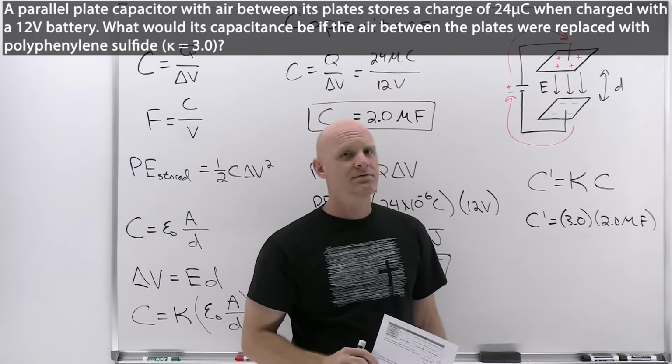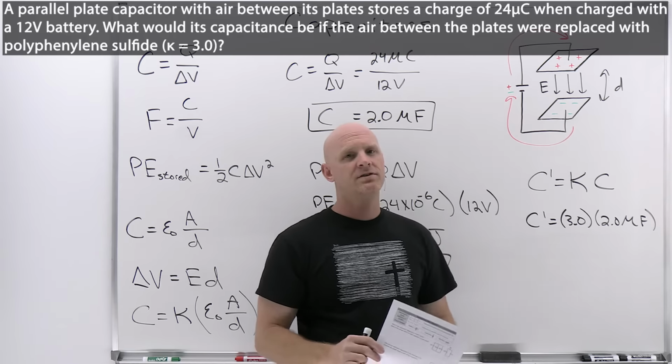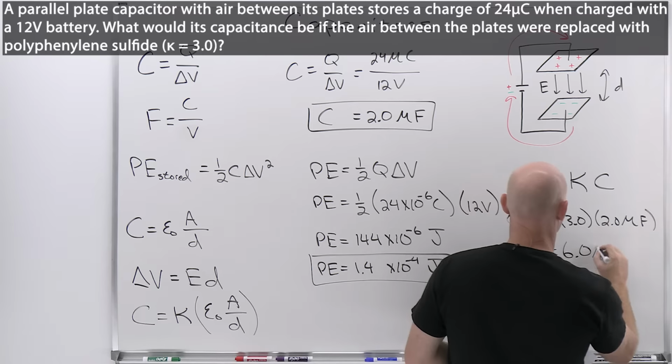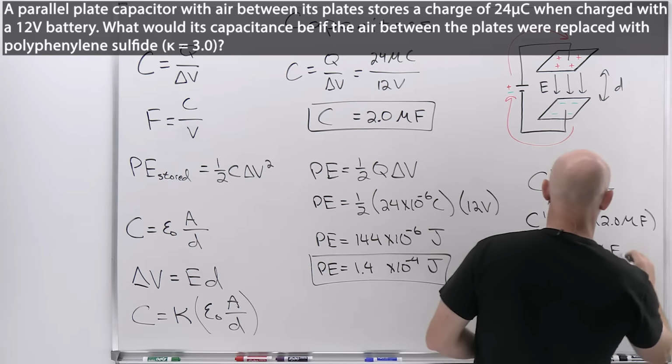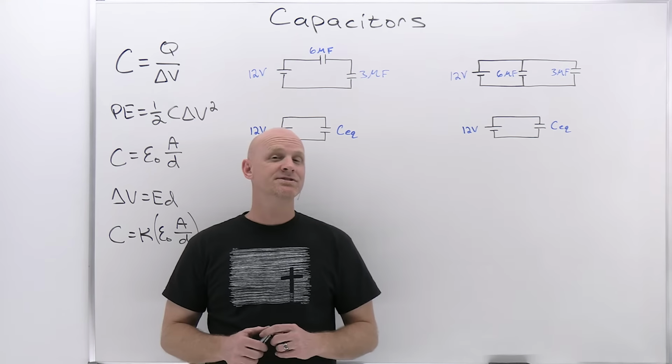And just like we said, if you've got a dielectric of 3, that is going to triple the capacitance relative to vacuum or air. And so in this case, that's going to get us the 6.0 microfarads. For the rest of this lesson, we're going to be dealing with capacitors in circuits.